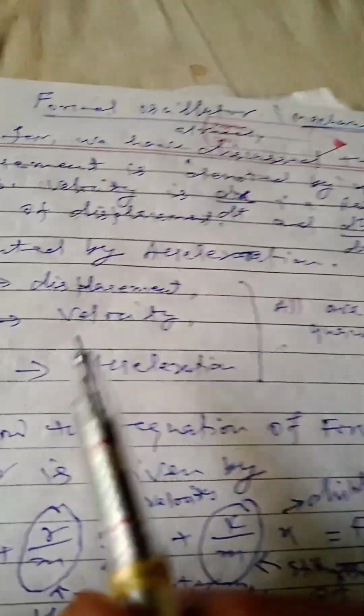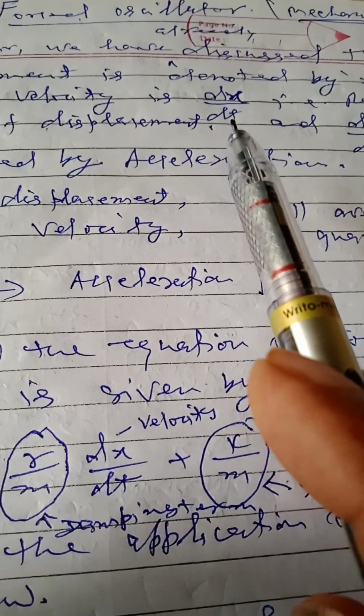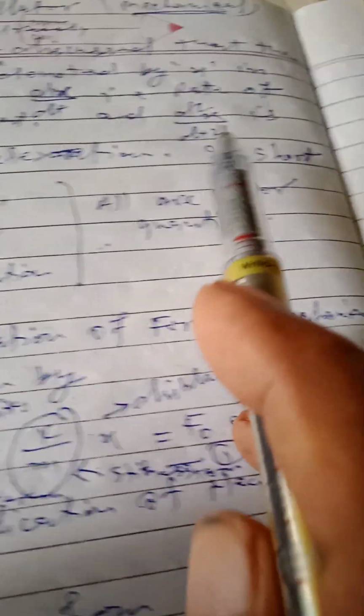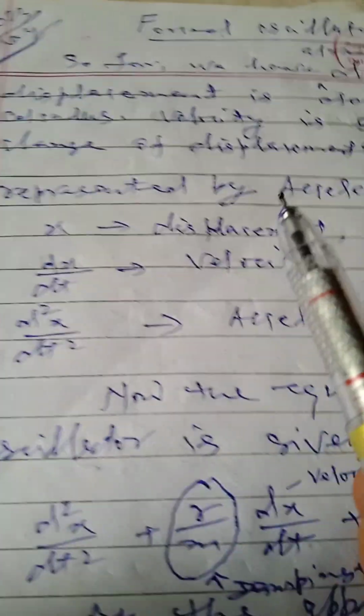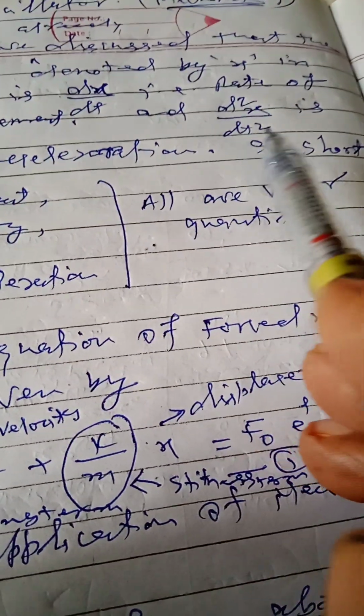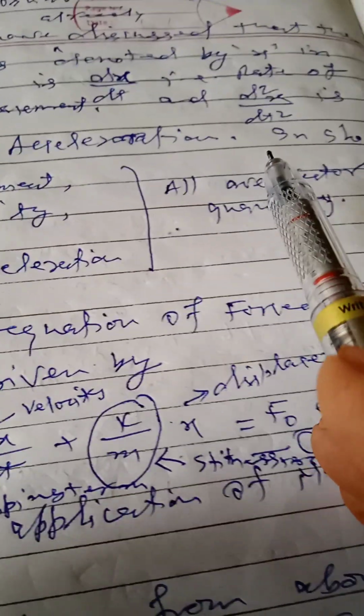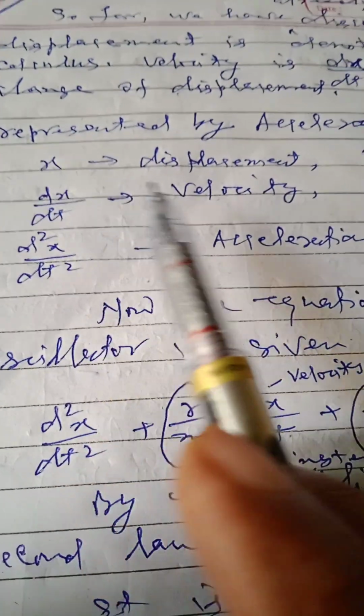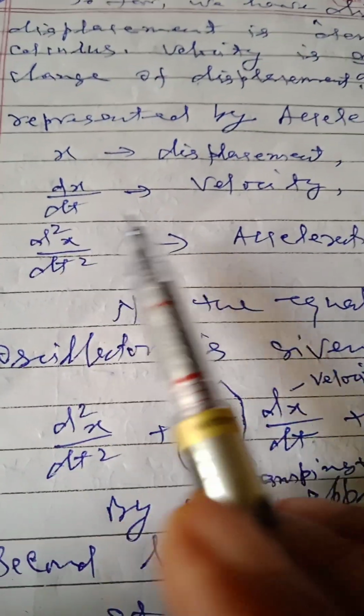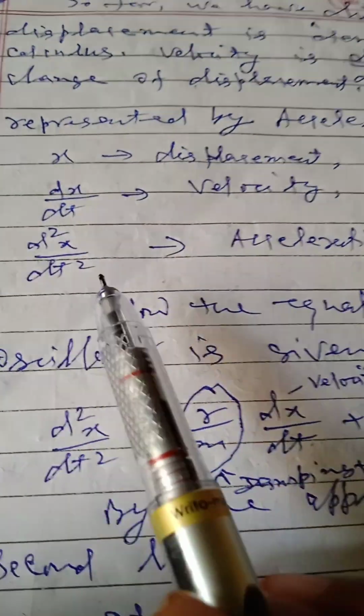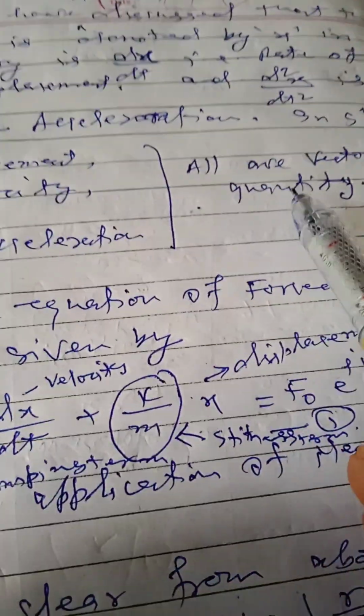As we know in calculus, x is represented by the displacement, velocity is represented by dx by dt, that is the rate of change of displacement, and d2x upon dt square is represented by acceleration. In short, x is displacement, dx by dt is velocity, d2x upon dt square is acceleration. All are vector quantities.